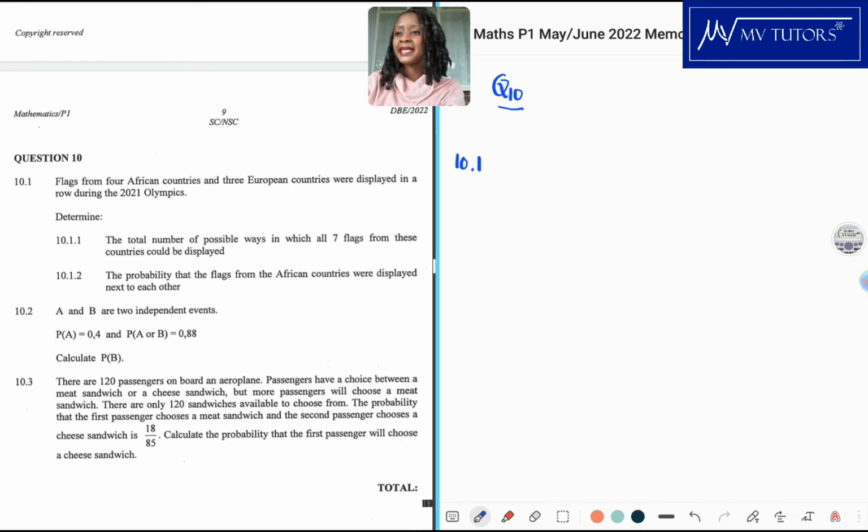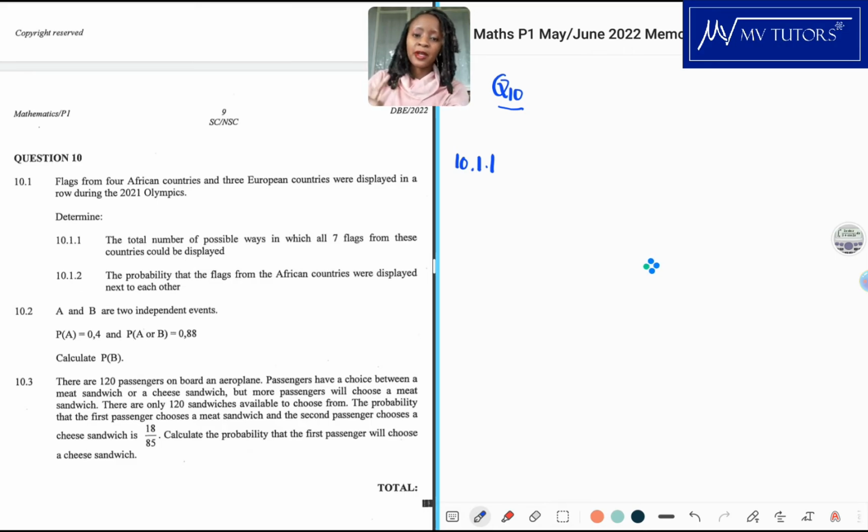All right, so question 10. This is the probability section and counting principle. It says flags from 4 African countries and 3 European countries were displayed in a row during the 2021 Olympics. Determine 10.1.1, the total number of ways in which all 7 flags from these countries could be displayed.